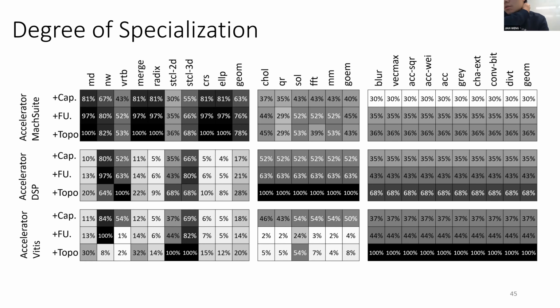So does that make sense? Do you have any comments on that? What is FU? Functional unit. Oh, I see. Like some data type I don't need, I just trim it off. For Vitis, they are just all integer. So for those floating point workloads, they fall back to CPU with low performance.